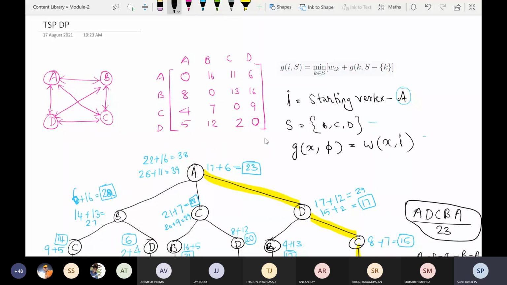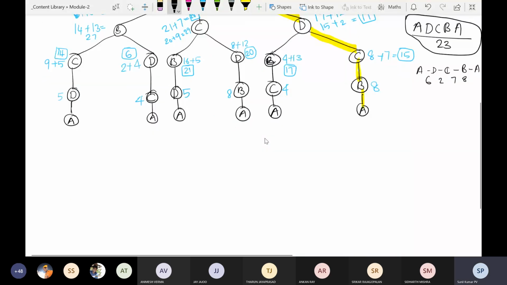So what is the formula here? It is G(I, S). Let me write it like this. G is the cost, I is the starting node, and S is a set of vertices. S is a set of vertices. So G(I, S), like this.